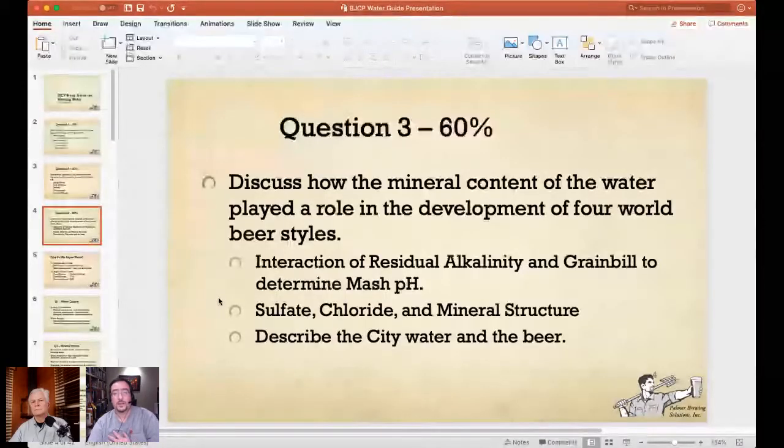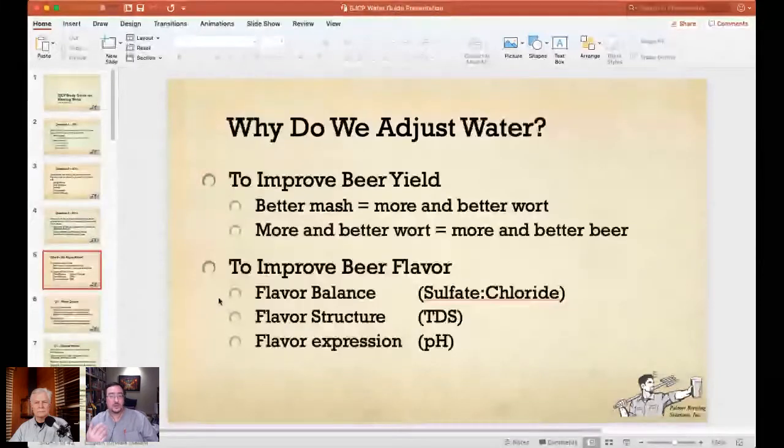All right, let's get back into some basics. Why do we as brewers adjust water? And we do it for 2 main reasons. We do it to improve beer yield, and that is we do it to create a better mash and thereby create more wort and a better wort. Once we have that better wort, now we can use that to create more and better beer. So by improving the water, we can improve our beer yield.